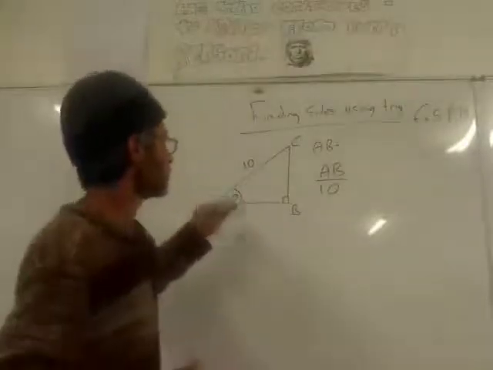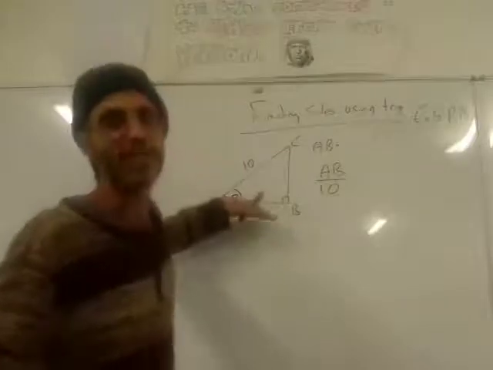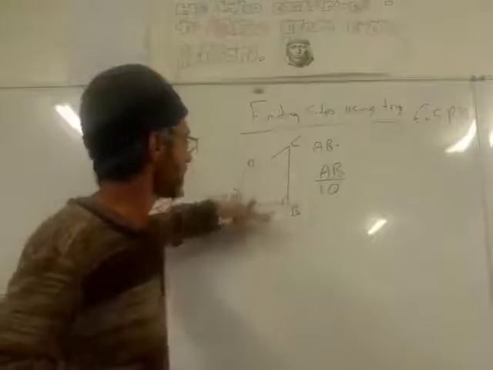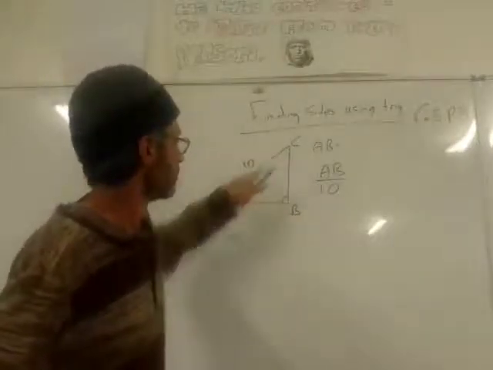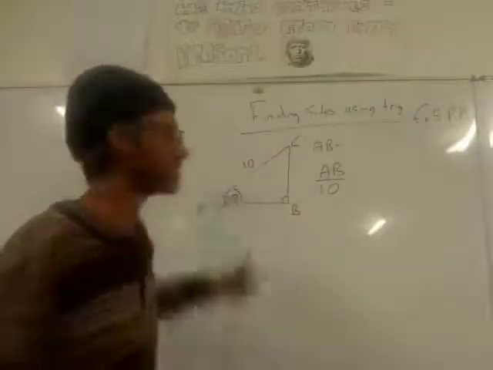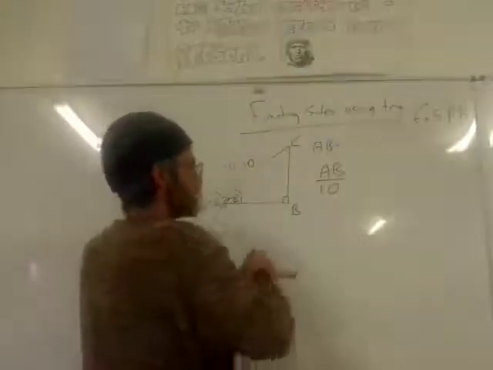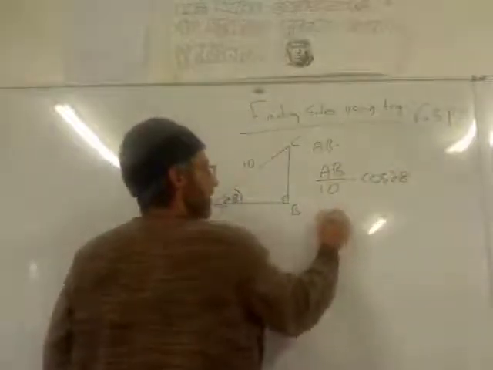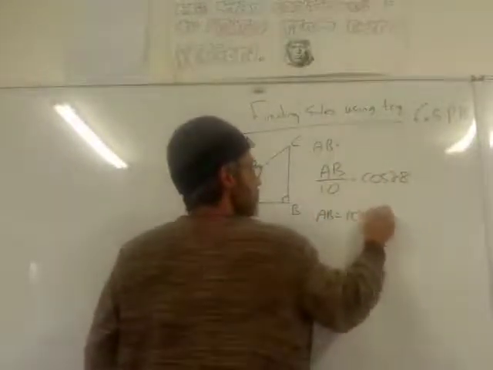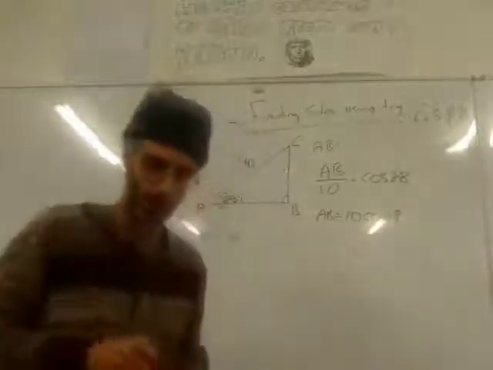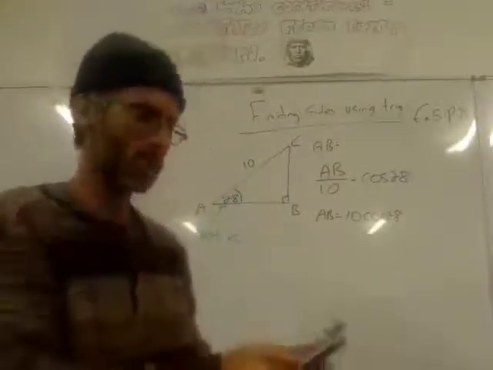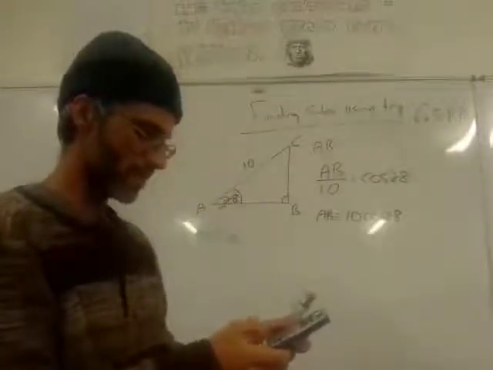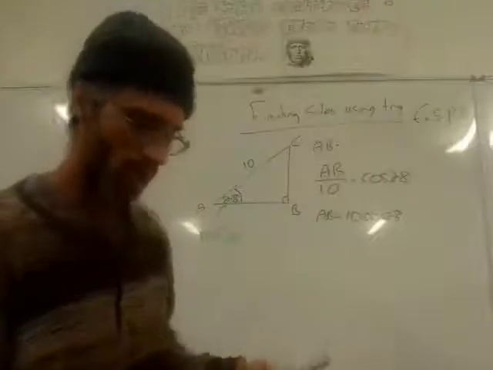So with regard to the reference angle, AB is the adjacent. Sina asked me on WhatsApp before, what about the other angle? You're right, AB is opposite to this angle, but to this reference angle, it's adjacent. So AB over 10 is going to be equal to, correct, cosine 28. And then I can write AB equals 10 cosine 28. And we're going to again ask Mr. Computer, 10 times cosine 28 equals 8.83.